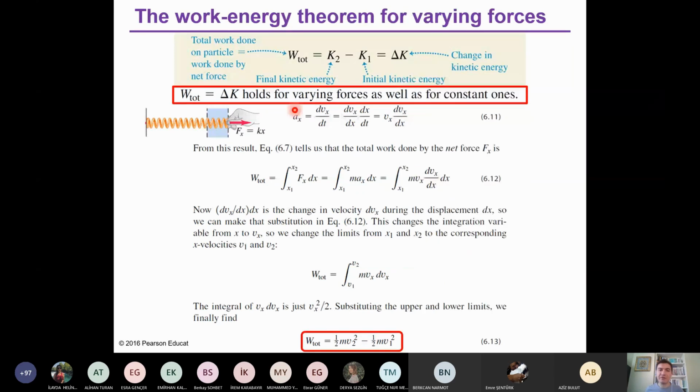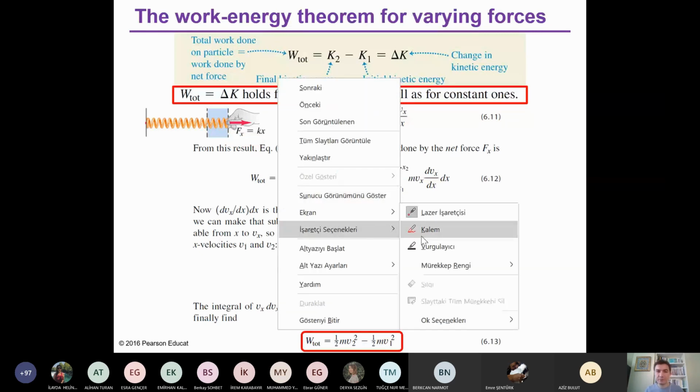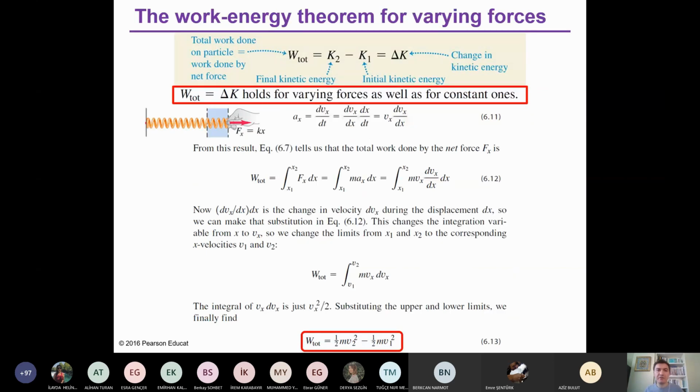Now let's try to calculate the total work, the integral from the initial position to the final position, of F times dx. Here we have Fx. Instead of Fx, I use this one. Net force is equal to m times ax, right? So instead of Fx, I use m times ax.